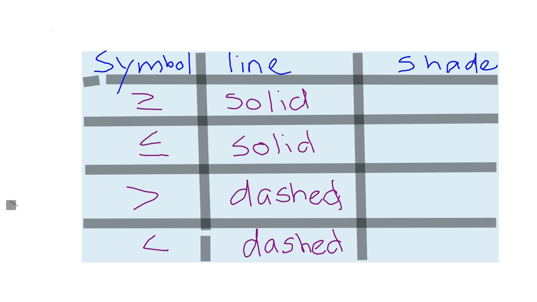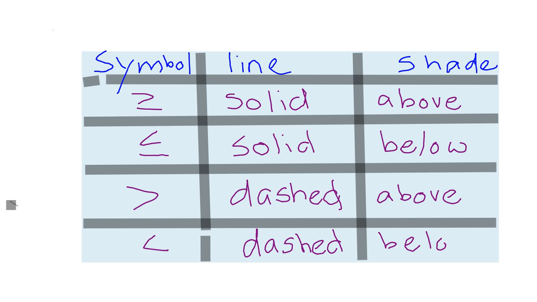When we're shading, we're going to either shade above or below. If it's greater than or equal to, or greater than, we're going to shade above because greater means more. The greater values are going to be above the line. For less than, or less than or equal to, we're going to shade below because lesser values are going to be below the line. This shading method does not work when we have a horizontal line or a vertical line, like x is greater than or x is less than.